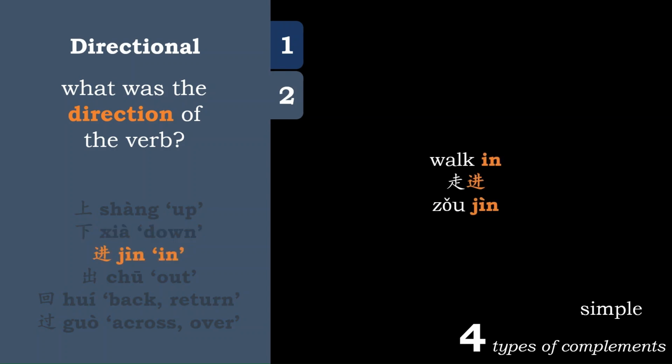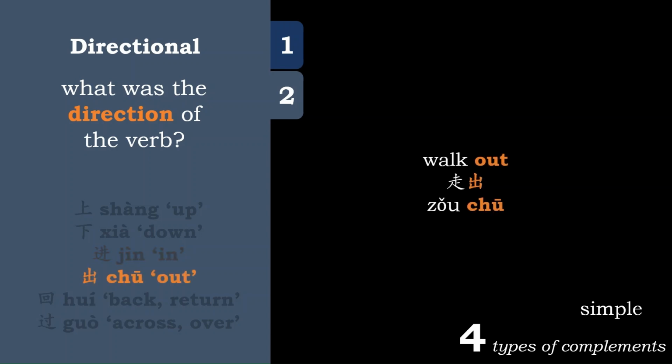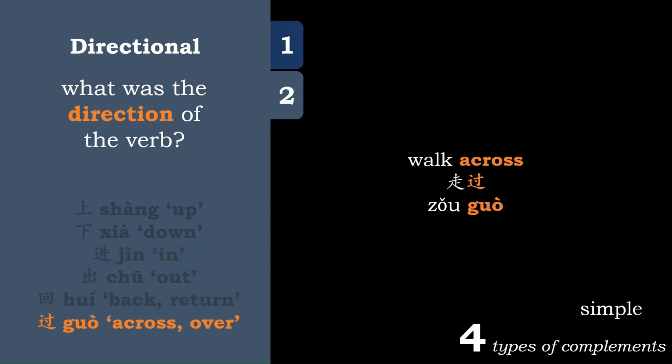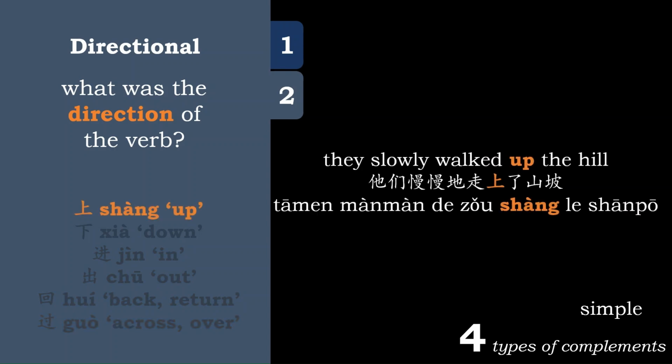How would we say walk out? 走出, walk back, 走回, walk across, 走过. Here are some example sentences. They slowly walked up the hill. 他们慢慢地走上了山坡.